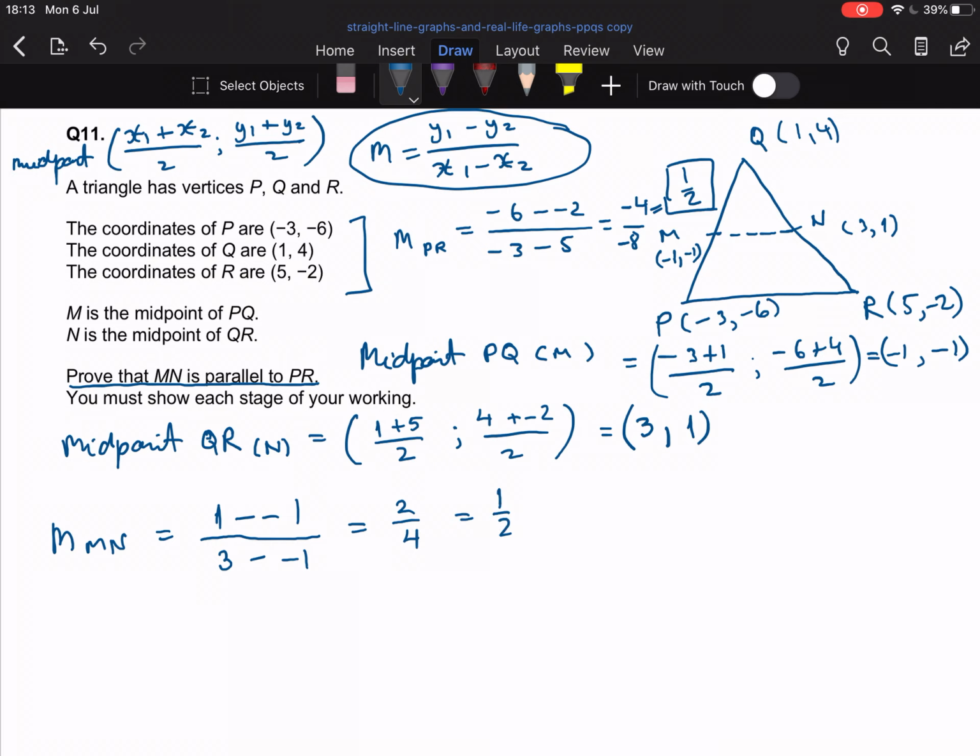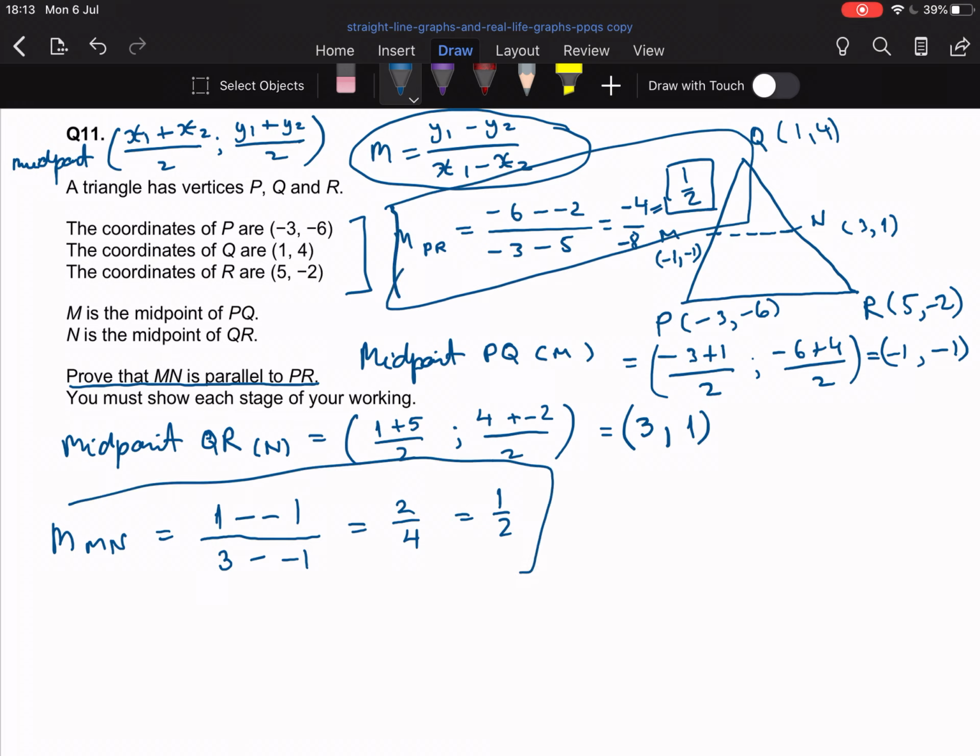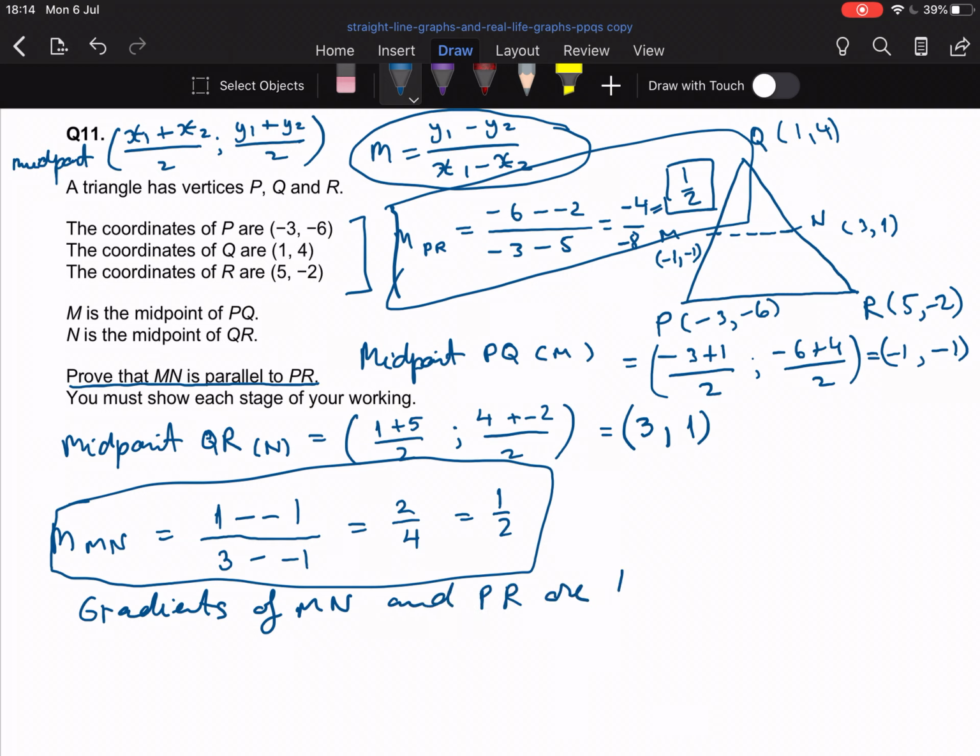So we've got 2 gradients here that we need. They're both equal to a half, which we knew was going to happen. We had to get that. So gradients of MN and PR are both equal to a half. Therefore, the lines are parallel.